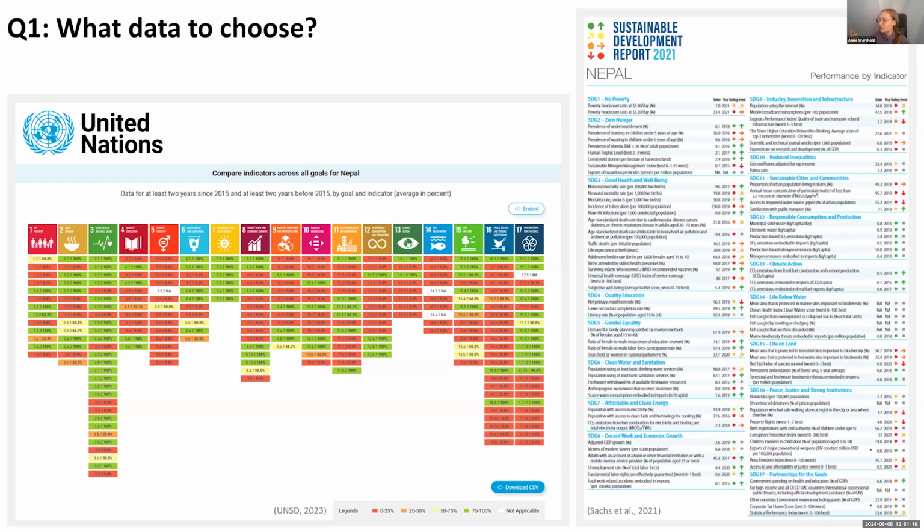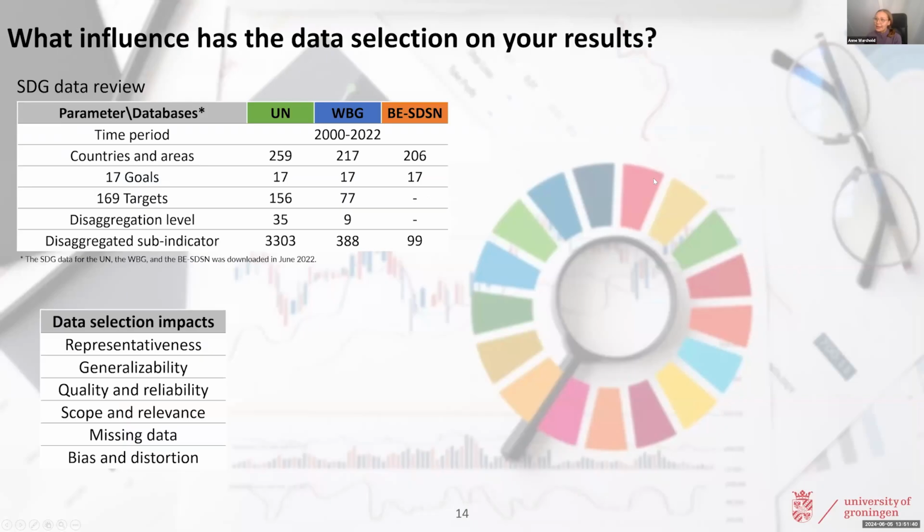And the same will hold if you look at the data for Nepal for the SDR. So you really need to dive into the specific SDGs, the indicators, and the data quality to decide what data you choose. And the same obviously holds for what indicators you choose. So basically what I want to tell you is that whatever data you will be choosing, it will influence your understanding of your results.